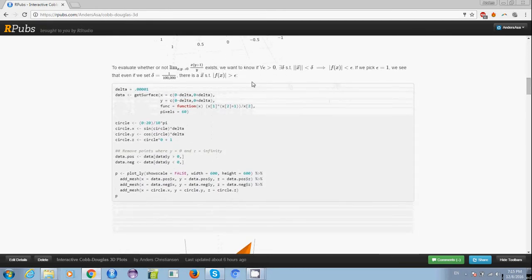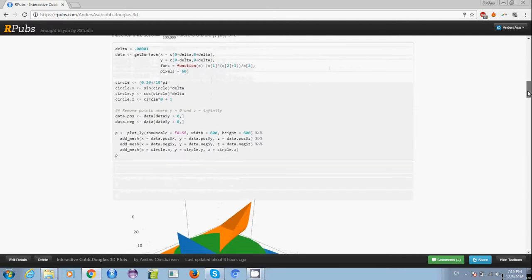Now, if thinking about real analysis, if we want to evaluate whether or not the limit as x and y go to 0 exists, we want to know if for all epsilon greater than 0, there's a delta such that if the length of the vector x is within delta, that implies that the function f of x is less than epsilon. So if we pick epsilon equals 1, a pretty large epsilon, we see that no matter how small we set delta, there will always be a vector x that's smaller than delta, so that the function f of x is larger than epsilon.